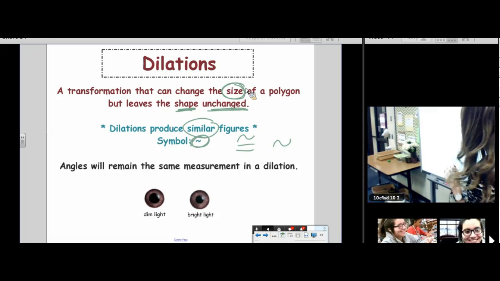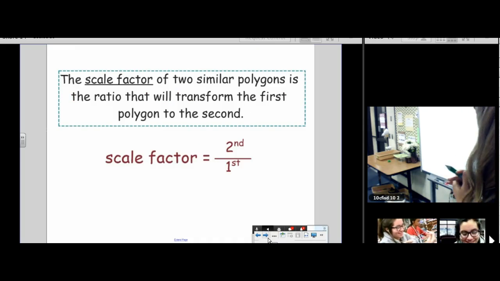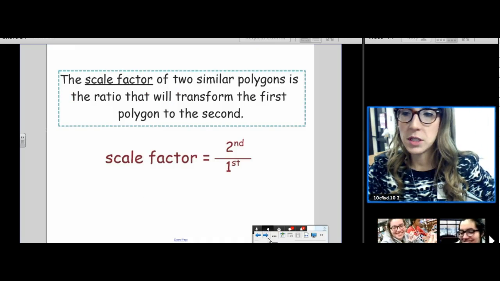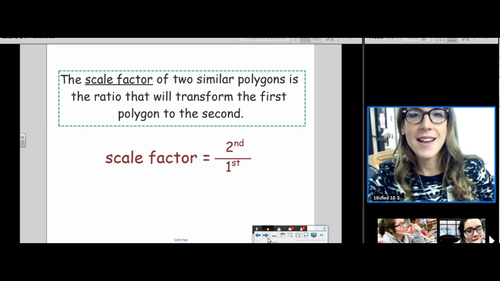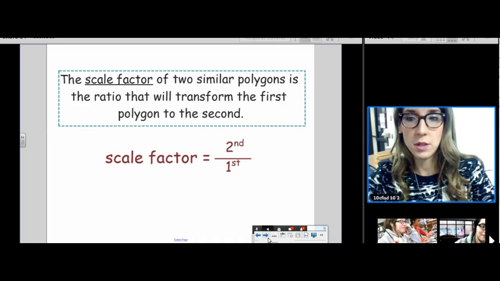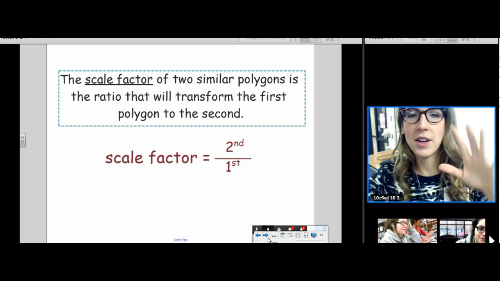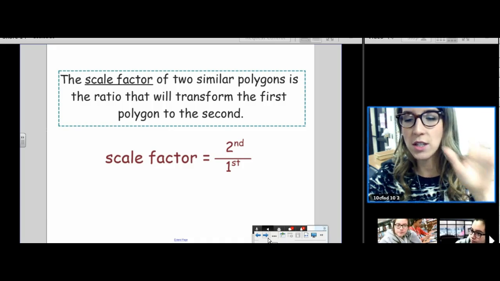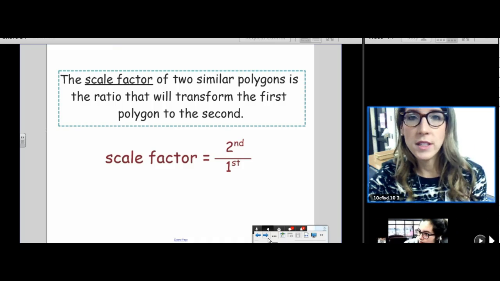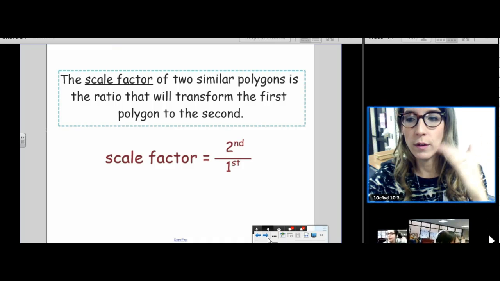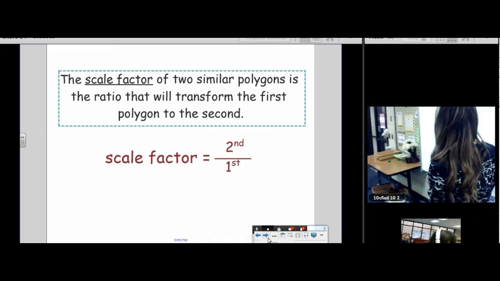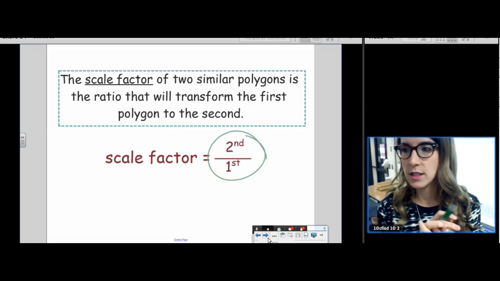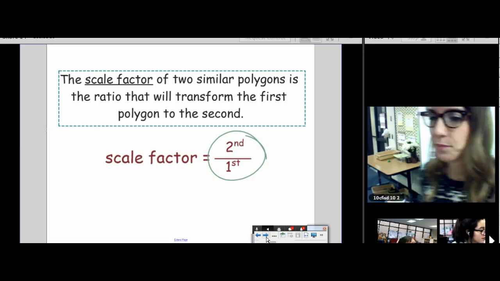Also, old news, just a reminder, the scale factor is that number. It's a ratio, so usually a fraction. It's that number that transforms the first polygon to the second polygon, or the first figure to the second figure. We always do second over first, and that is a foolproof way to get a scale factor, second over first.